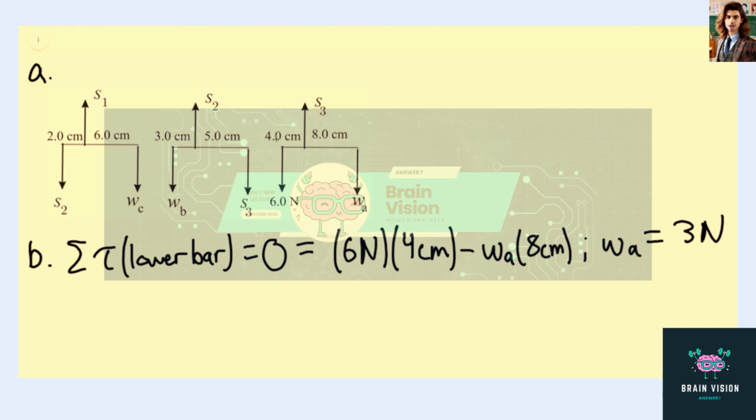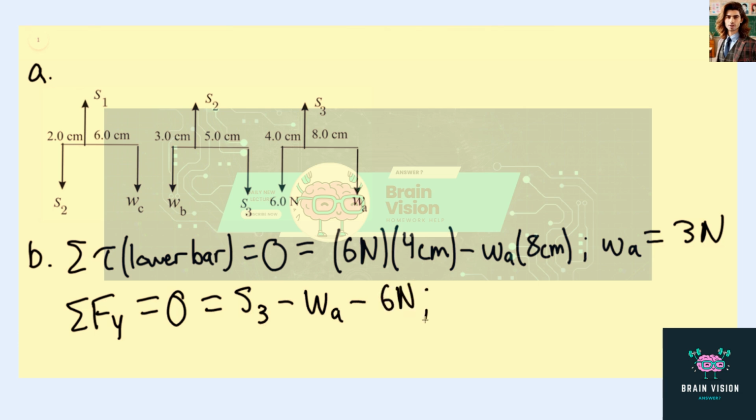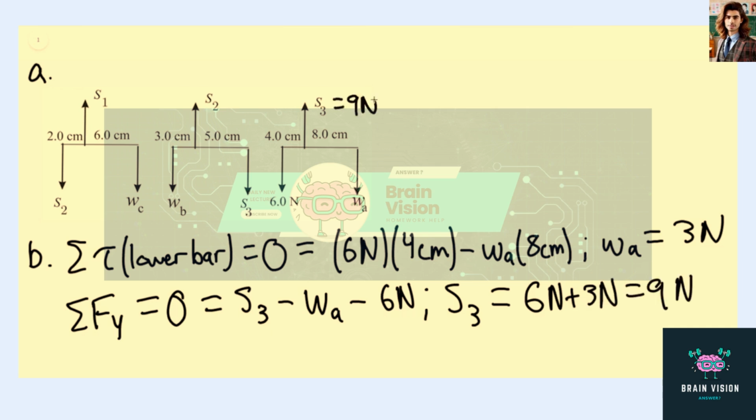And then now we can just use the sum of forces in the y direction in order to find S sub 3. So this is going to be equal to 0. There is translational equilibrium everywhere in this system. And then this would be equal to simply S sub 3 minus weight sub A minus 6 newtons. And so S sub 3 is going to be equal to 6 newtons plus 3 newtons, which is, of course, 9 newtons. So we found S sub 3 equal to 9 newtons.